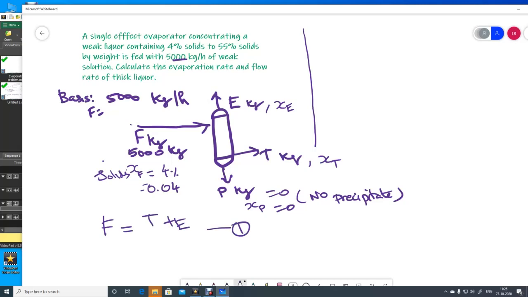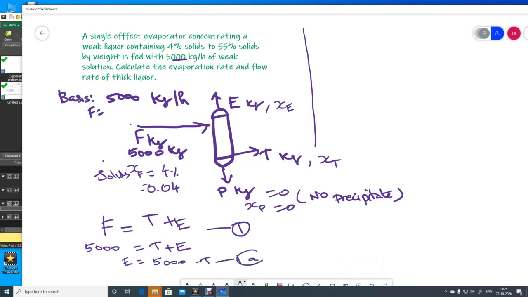F is given as 5000, so we can substitute 5000 equal to T plus E, and rearrange to write E in terms of T. It's not T minus 5000, it should be E equal to 5000 minus T. Let it be equation number 1A.